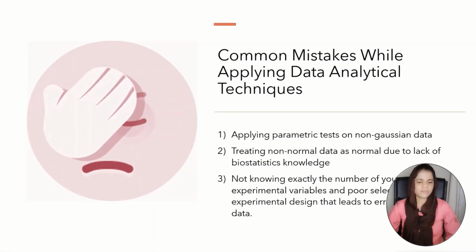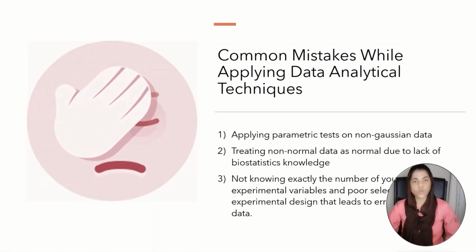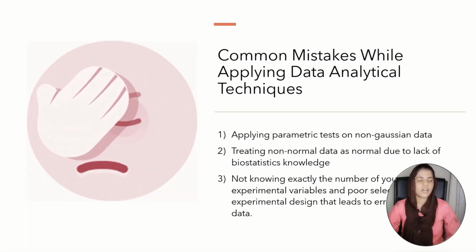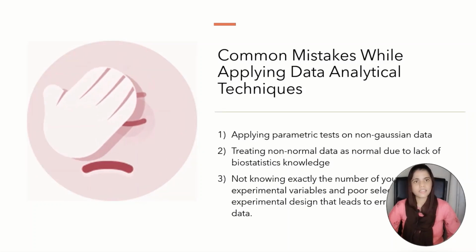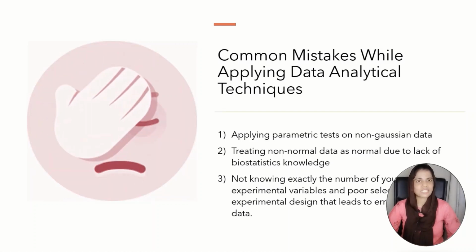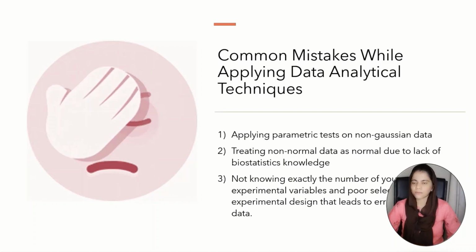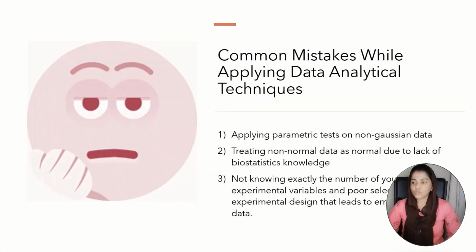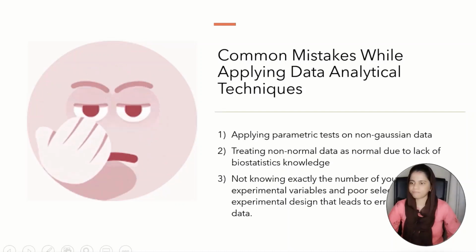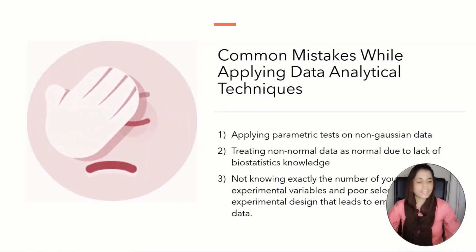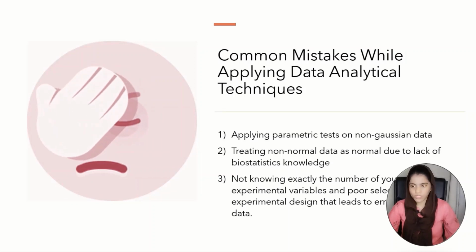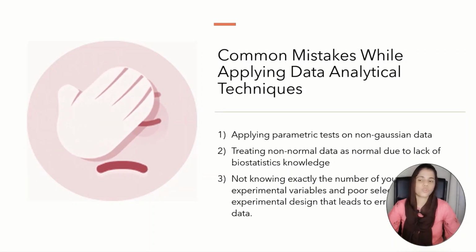Few other common mistakes researchers make. They apply a parametric test on non-Gaussian data. They do not run a normality test, and without knowing the distribution of their data, they apply a parametric test on it. The second one is treating non-normal data as normal due to lack of biostatistics knowledge. You don't know how to run a normality test, and you just randomly select any technique to reach a conclusion. The third one is not knowing exactly the number of the control and experimental variables, and poor selection of experimental design that leads to erroneous analysis of data.